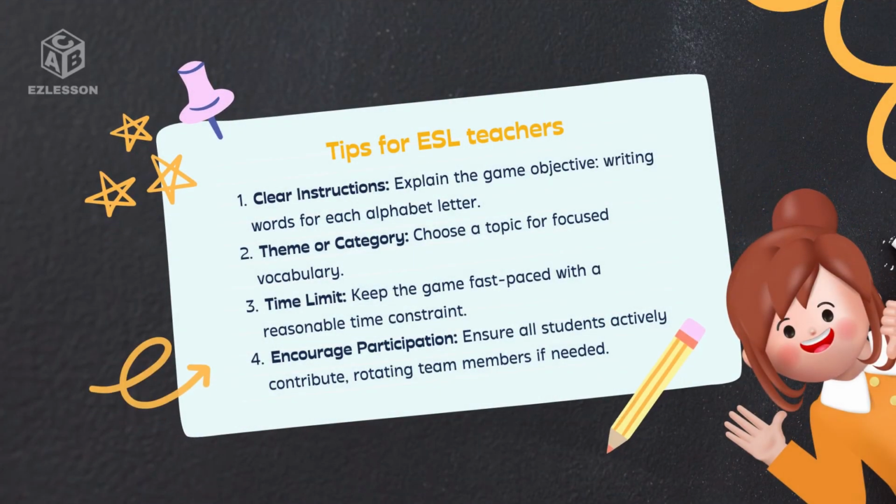Here are some tips to play Alphabet Race. Clear instructions. Explain the game objective: writing words for each alphabet letter. Theme or category. Choose a topic for focused vocabulary. Time limit. Keep the game fast-paced with a reasonable time constraint. Encourage participation. Ensure all students actively contribute, rotating team members if needed.